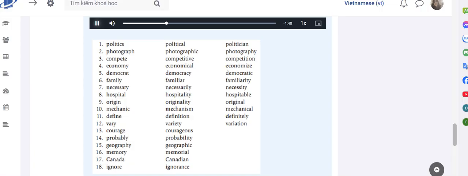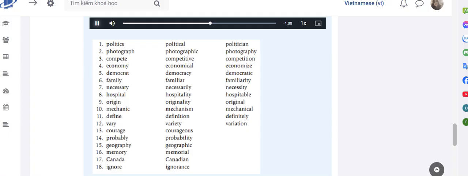Economy, economical, economize, Democrat, democracy, democratic, family, familiar, familiarity, necessary, necessarily, necessity, hospital, hospitality, hospitable.